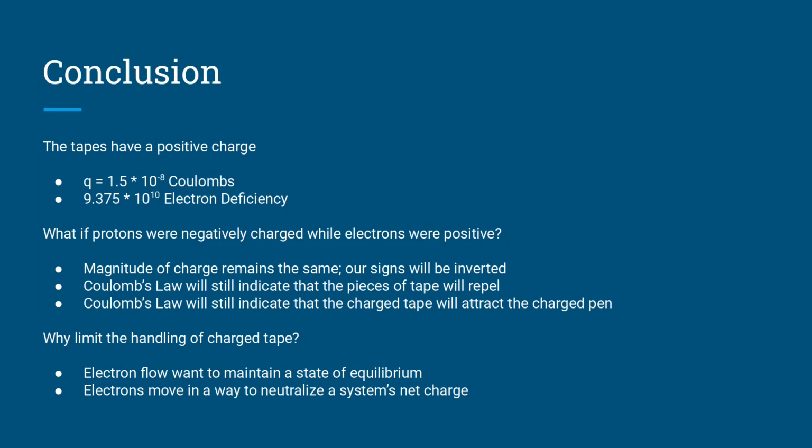Now, why should we limit how long we handle charged tape? Electrons want to maintain a state of equilibrium. Areas with an electron surplus want to distribute to areas with normal or fewer electron counts when possible. Areas with an electron deficit, such as charged tape, want to gather electrons from sources where there are more electrons, such as our hands, with the motive to neutralize its charge.